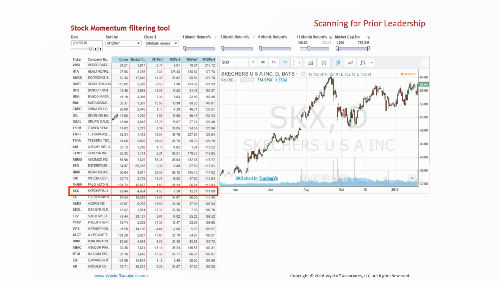This is the momentum filtering tool, which you could probably find in any of the software platforms. But specifically, I was using this to identify what I call prior leadership. The prior leadership is anything that is outperforming the market on the way up, let's say, for the stock that is in a potential reaccumulation area right here.